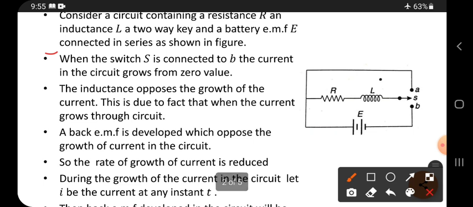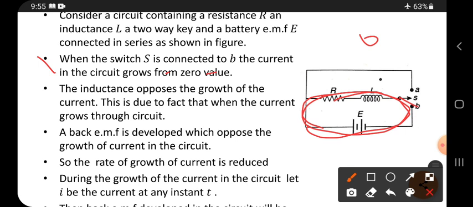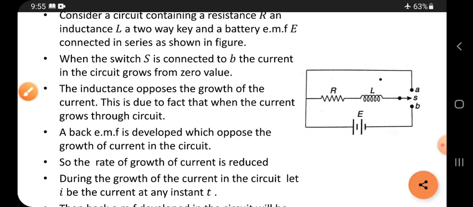When the switch S is connected to B, then see, this circuit is closed, right? When it is connected to B, it is closed in this manner. The current in the circuit grows from zero value. So before connecting S, the current in this wire is zero. After connecting S to B, current starts flowing through this circuit. So the starting value is 0.